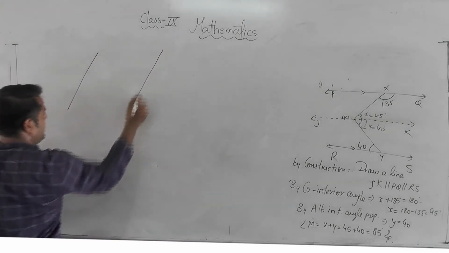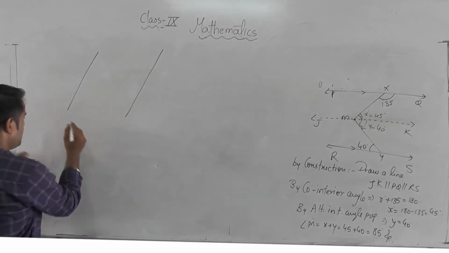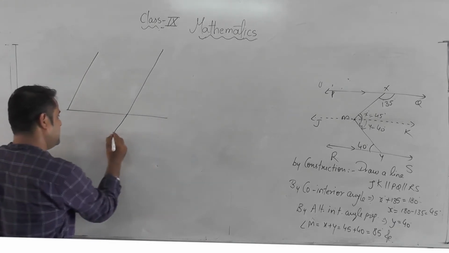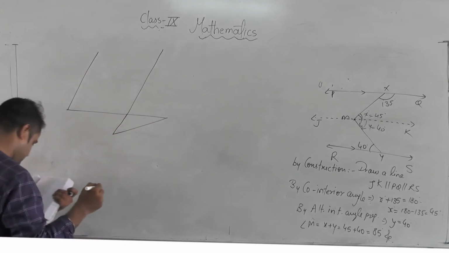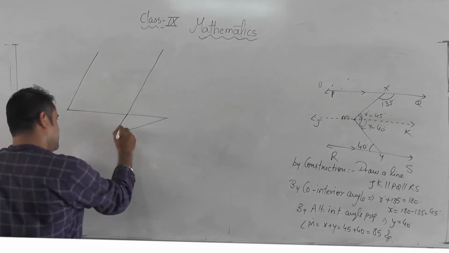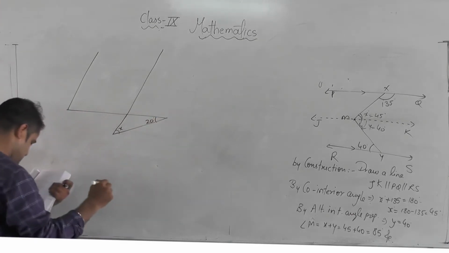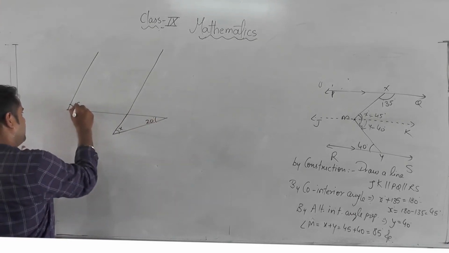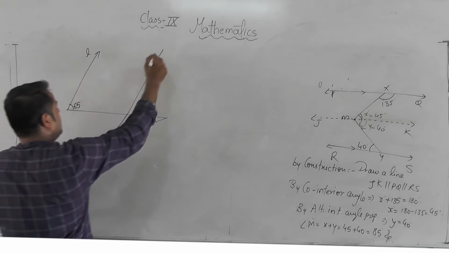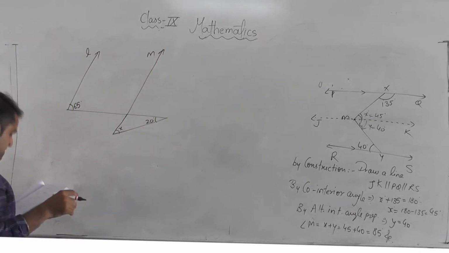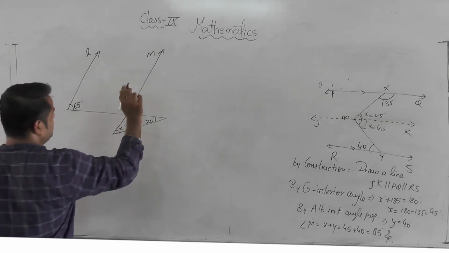There are two parallel lines. One line is joining, another line is extended, and they are then joined like this. This is x, this is 20, and this is 65. These lines are L and M, which are parallel. We need to find this x.